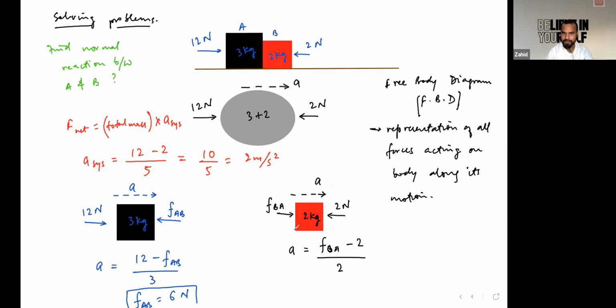Now, if you put the value of a as 2 and move this 2 to the other side, you will get 2 into 2 equals FBA minus 2. Move this 2 to the other side, you will get FBA equals 6 Newton. Now just see, FAB is 6 Newton and FBA is also 6 Newton. If this is your action, this must be the reaction on A by B. So from this, I have proved that action and reaction for any two different bodies must be equal.